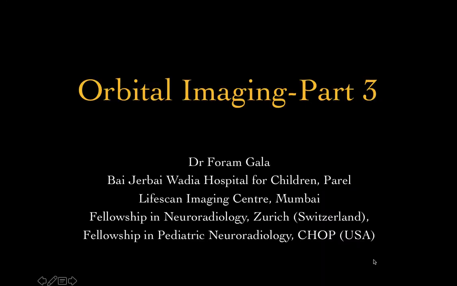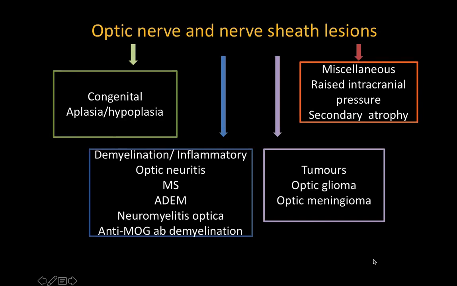Welcome back to the third part of orbital imaging. In the previous parts, we saw the bony and the compartmental anatomy of the orbit as well as the globe pathologies. Today, we are going to discuss the optic nerve and optic nerve sheath pathologies.